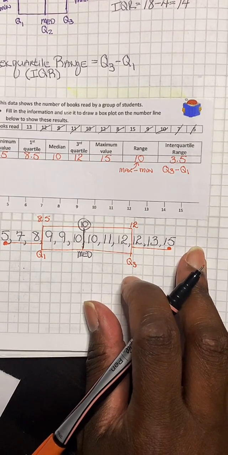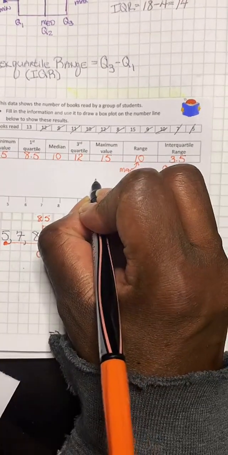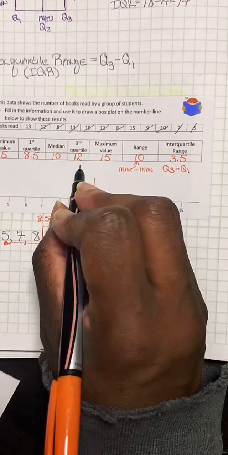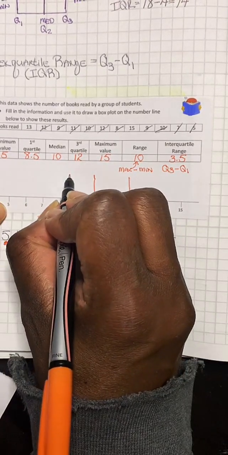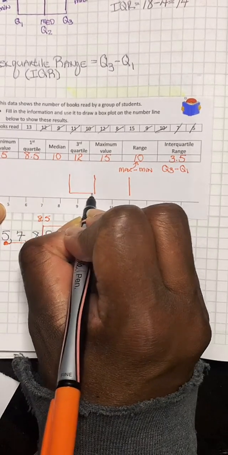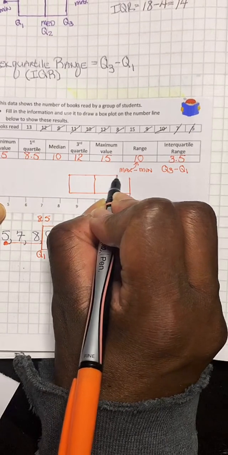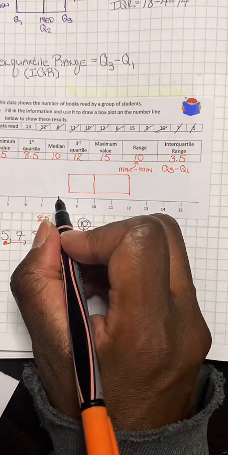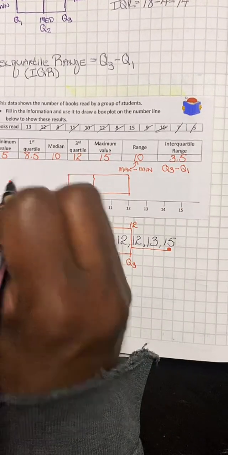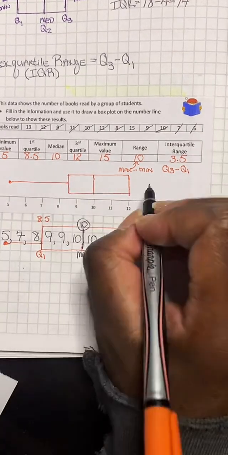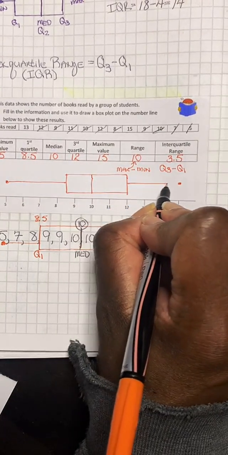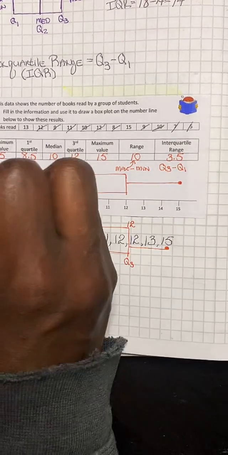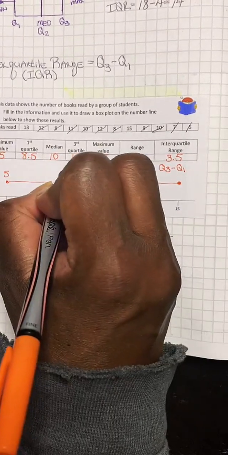All right. Good. So if your median was here at 10, your third quartile was here at 12, and our first is at 8.5, so that's roughly about here. So if you wanted to draw your box, and then our minimum was at 5, so that'll be a point here. And your maximum value is at 15. And you just drew your box and whisker. And if you want to label, you can label.